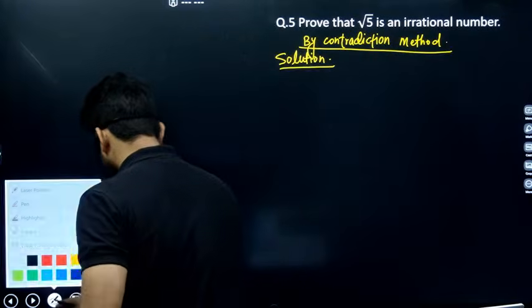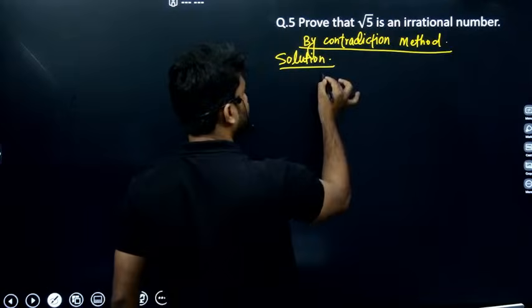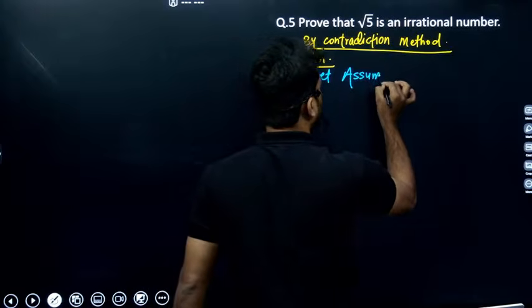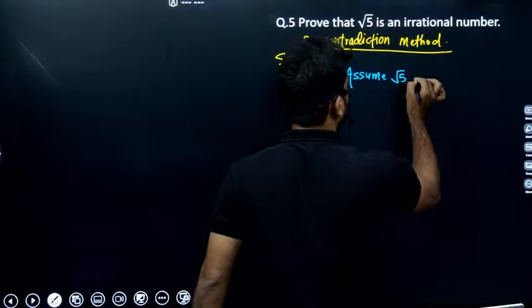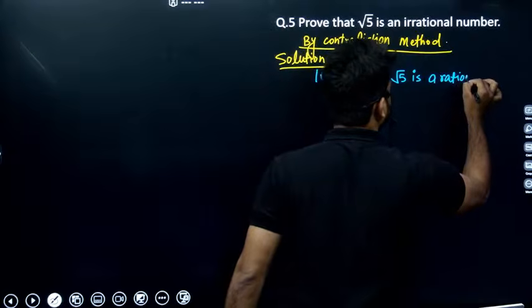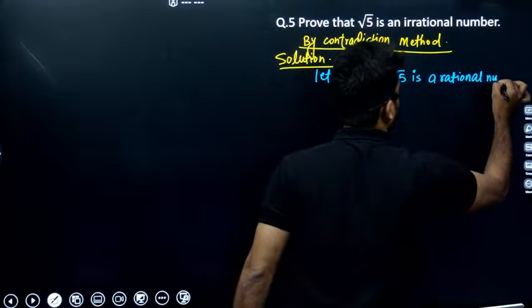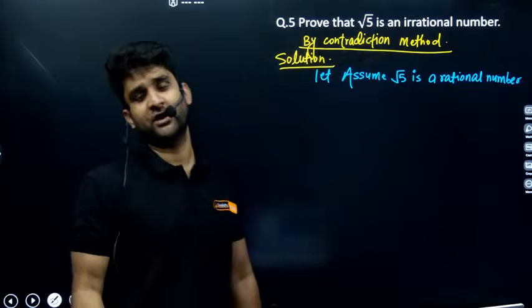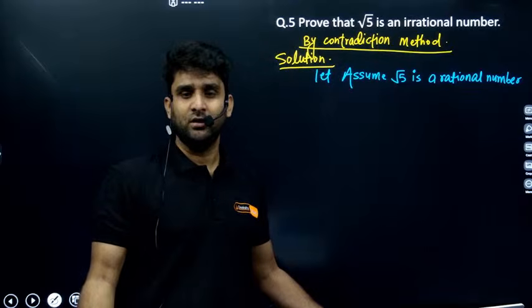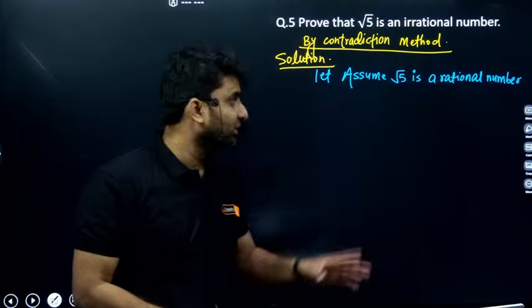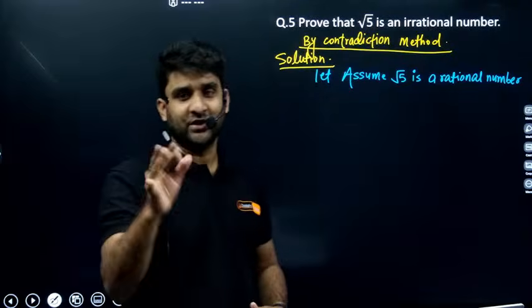So let me use another color. I'm using blue color. Let's assume root 5 is a rational number. Sir, what are you talking about? Root 5 is a rational number? It can't be. No, I know also. You know also, but we have to solve. So let's assume root 5 is a rational number.